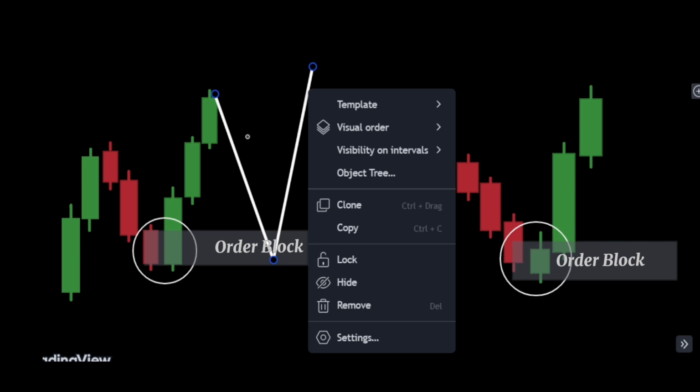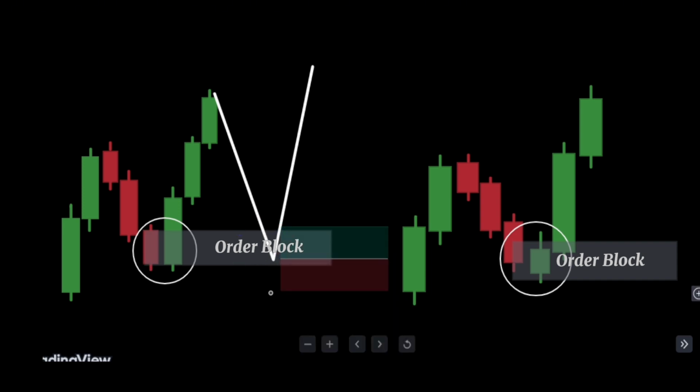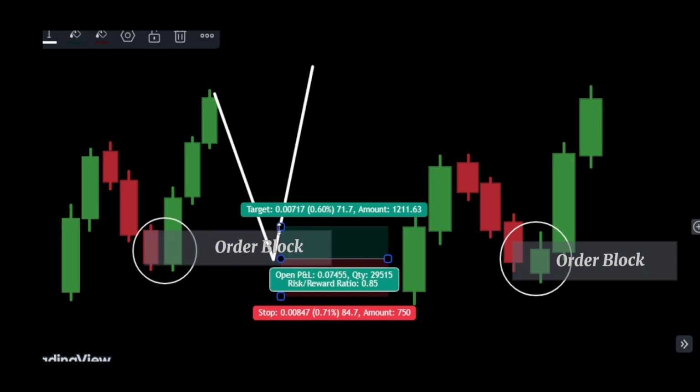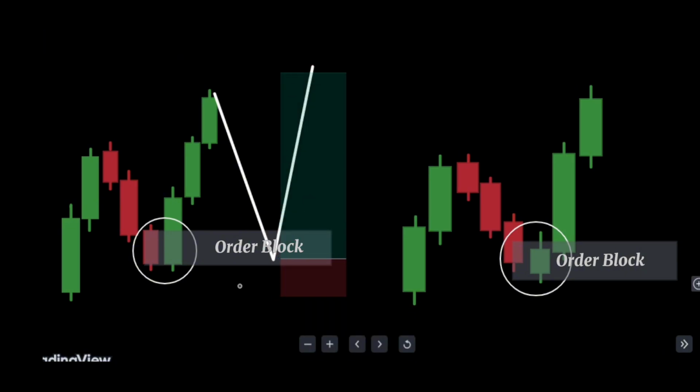So when the market returns to this area, you take your buys from here. Your stop loss is just slightly below, and you aim for the highs. In this particular case, I've made a 1:5 risk to reward ratio. So it is just that simple, guys.